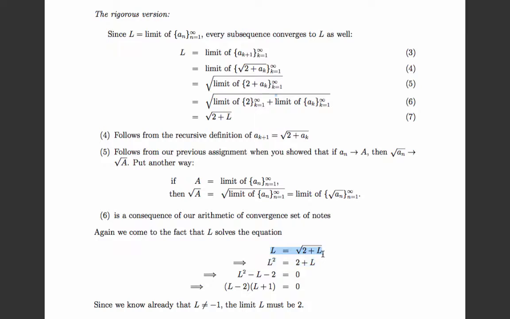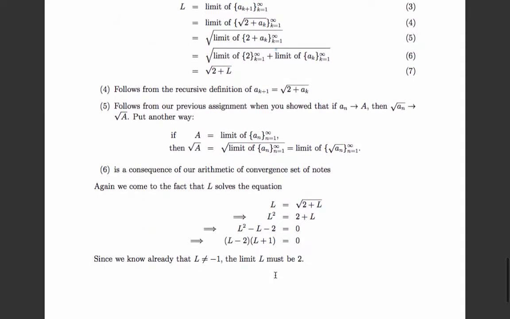As before, I can square both sides. I have a quadratic equation. How do we solve quadratic equations? Well, typically we move every non-zero term to one side of the equality and factor if possible. And if not possible, there's a quadratic formula available for our use. But this quadratic equation happens to be nicely factorizable. So L is 2 or -1. We know already why L is not -1, so L must be 2.